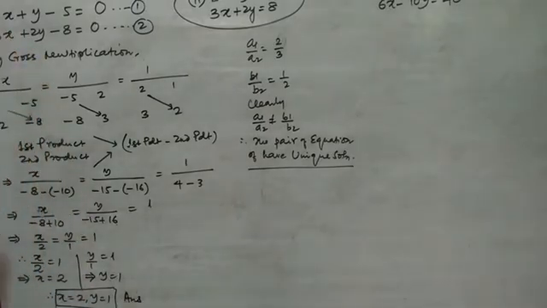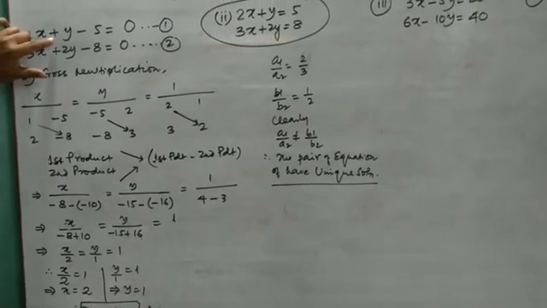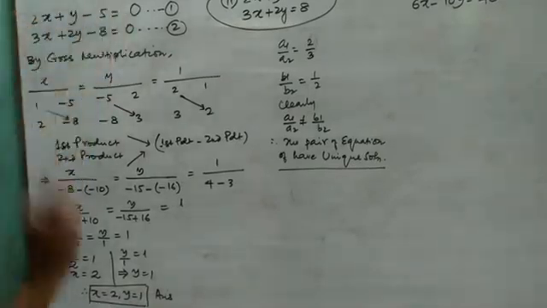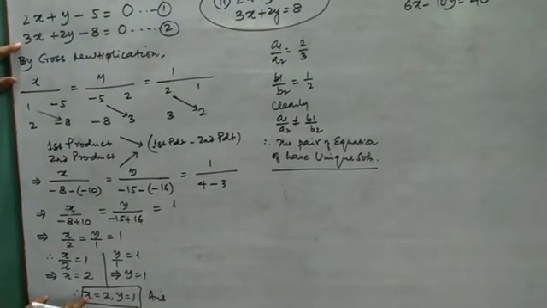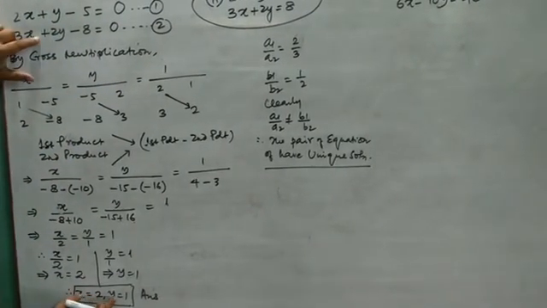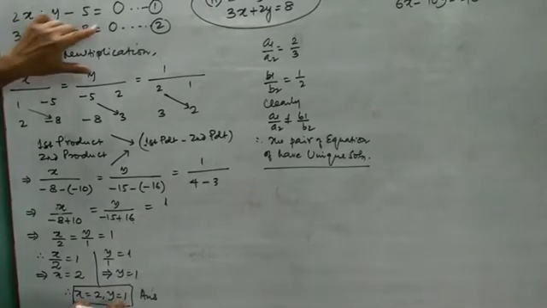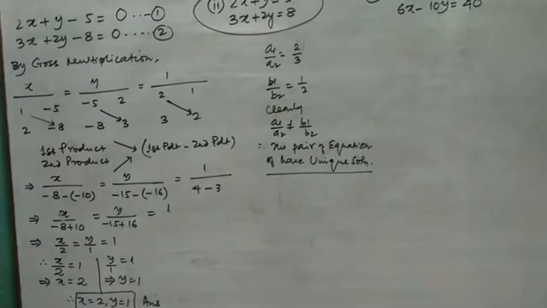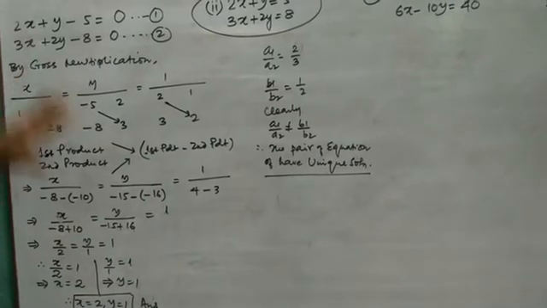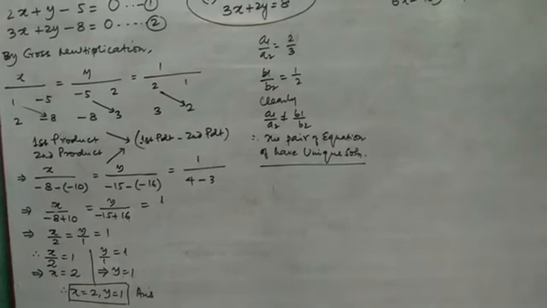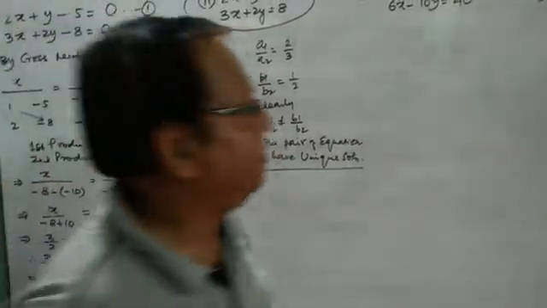Now put the values and verify. 2x, 2 times 2 is 4, plus y, that is 4 plus 1, 5, 5 minus 5 equals 0. 3x, 3 times 2 is 6, plus 2y, 2 times 1 is 2, 6 plus 2, 8, 8 minus 8 equals 0. Yes, both the equations are simultaneously satisfied, so our answer is correct. Hope you have understood, students. This is how we will do the cross multiplication.